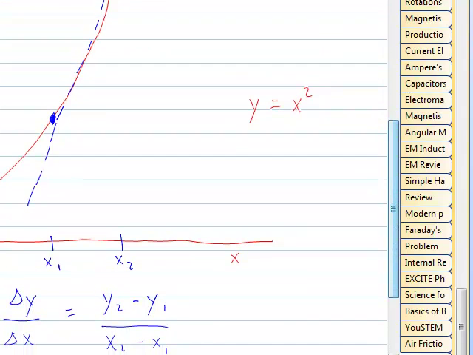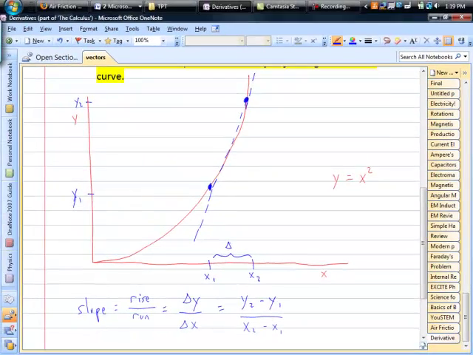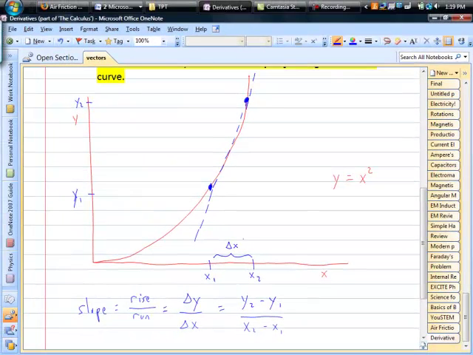Okay, but now, I'm going to jazz it up just a tad with some notation. I'm going to say that this second point is a certain distance away from the first point. I'm going to call that distance delta x. Okay? That's just the space between those 2 points. Now on the y side, if we're using y equals x squared as our function, that means y1 is equal to x1 squared, and y2 is equal to x2 squared. Okay, that's just our equation. That's our function that we're using.